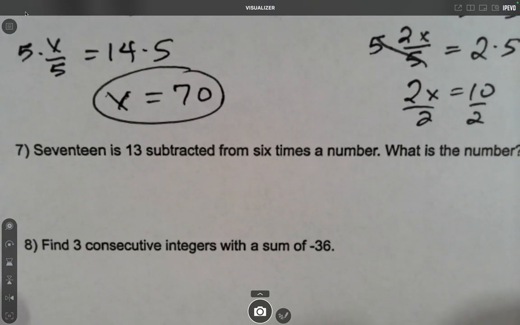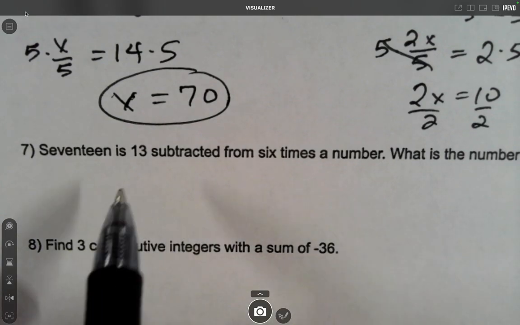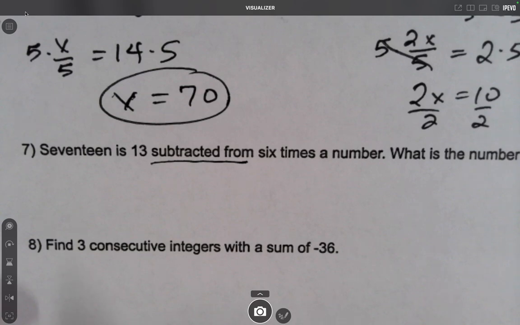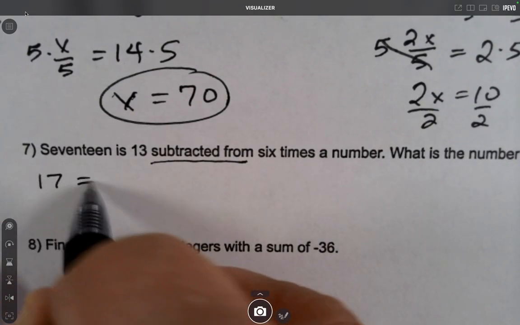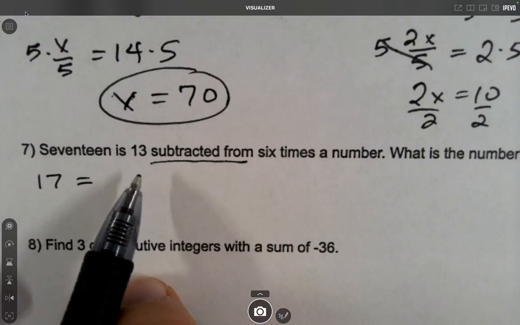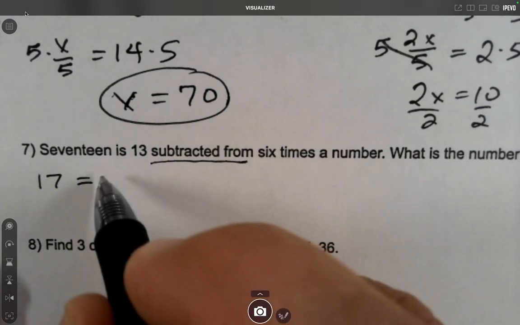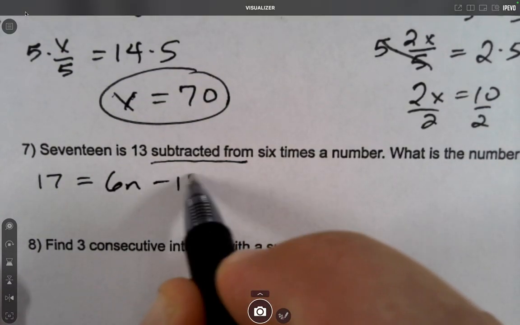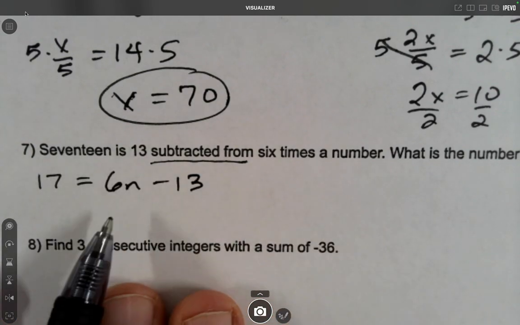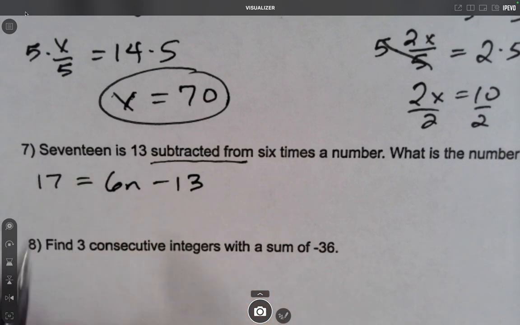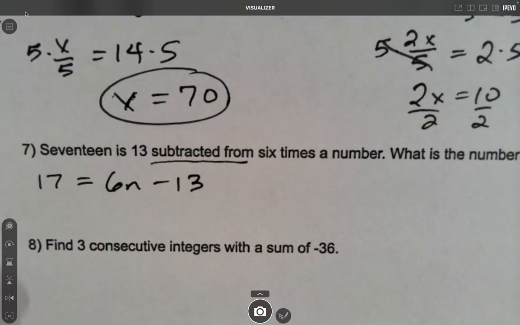Number 7. 17 is 13 subtracted from 6 times the number. So remember, subtracted from is that time that makes it backwards. So we write 17 equals, but we don't write 13 next, because the subtracted from means we do it backwards. So we write 6 times the number minus 13. So we've written this sentence as an equation. The "is" is equals. Subtracted from, meaning we put this first and this second. And they say, what is the number?